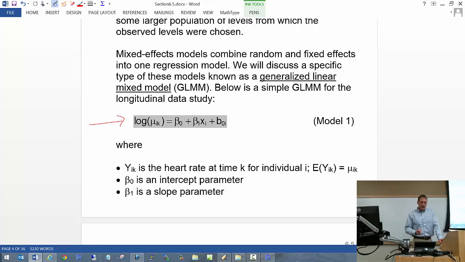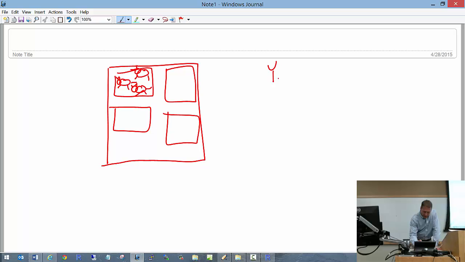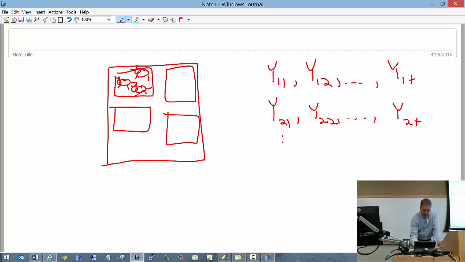Now, let's say that Y sub IK represents the heart rate of individual I at time K. So for example, Y11 would be the heart rate at time 1 for individual 1. Y12 is the heart rate of individual 1 at time 2. We'll go all the way to time T. Then individual number 2, we could have heart rate at time 1, heart rate at time 2, heart rate at time T. And you can keep on going depending upon whatever your sample size is.